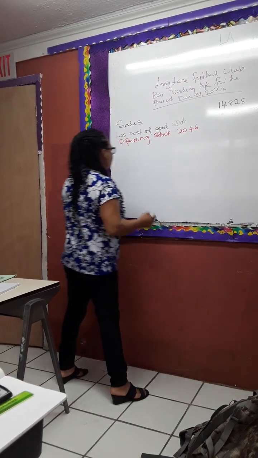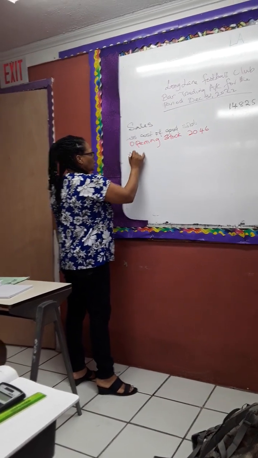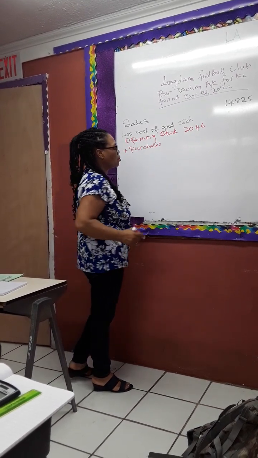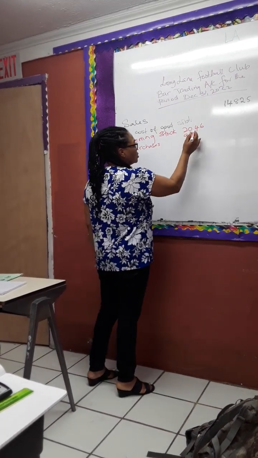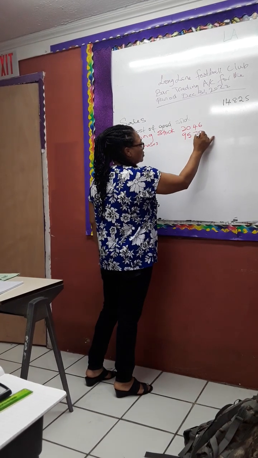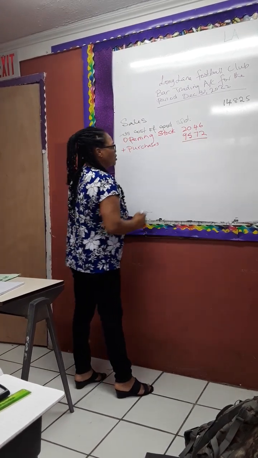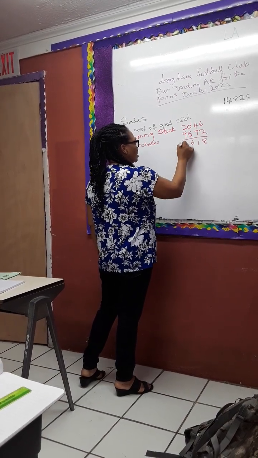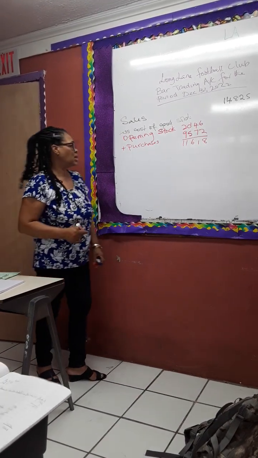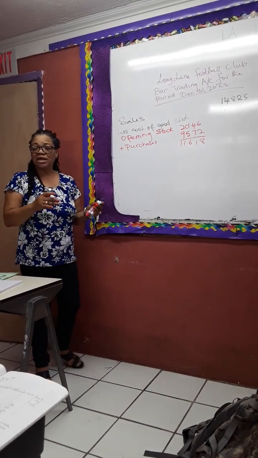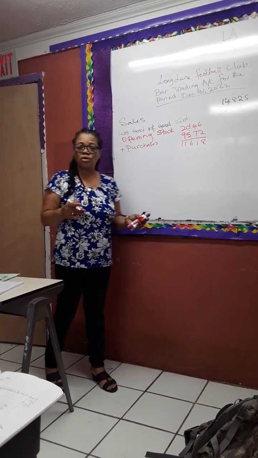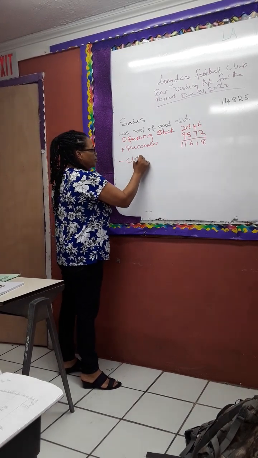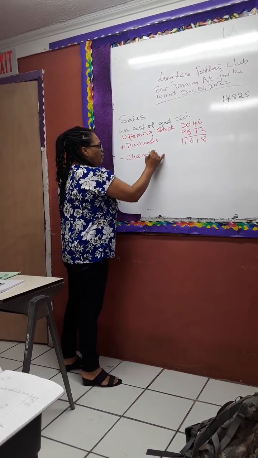To that opening stock, I'm going to add purchases. What's my purchases figure? 9,572. Calculator, give me the total. 11,618. And I'm sure you're not going to see any carriage in or any returns outward, so all I'm going to do at this stage is minus my closing stock. What's the figure for closing stock?